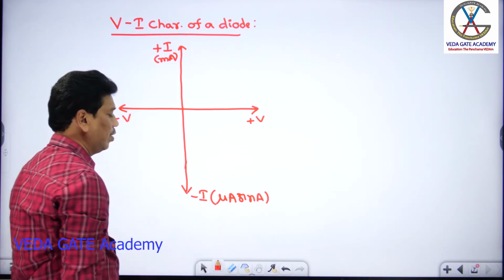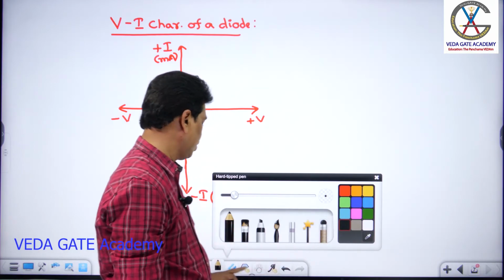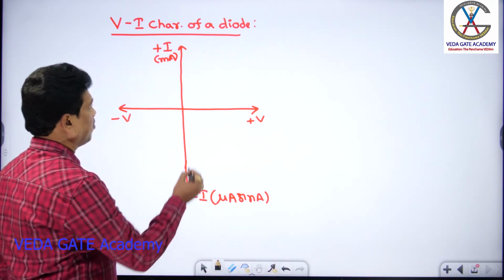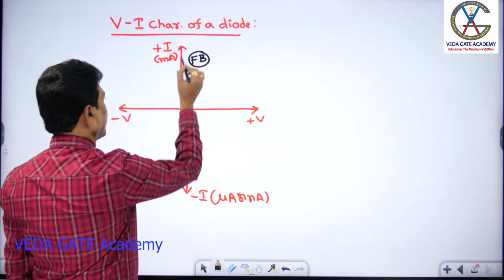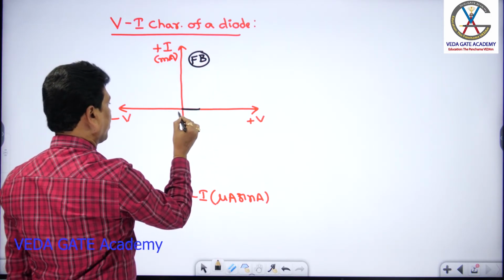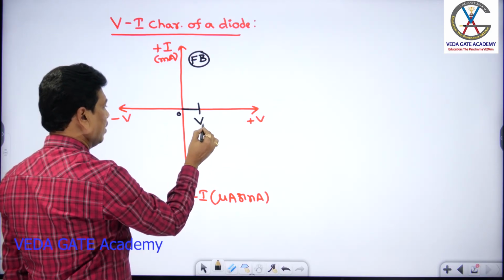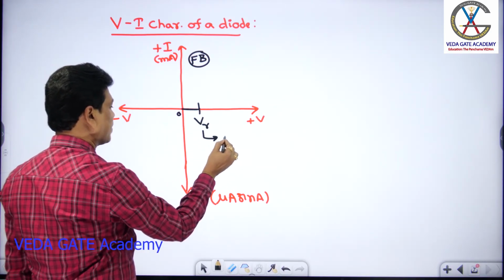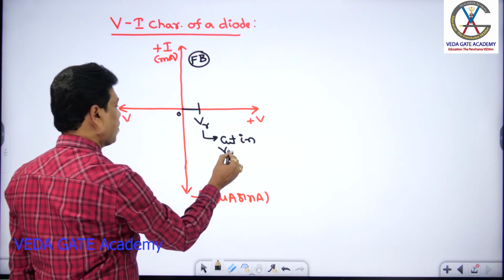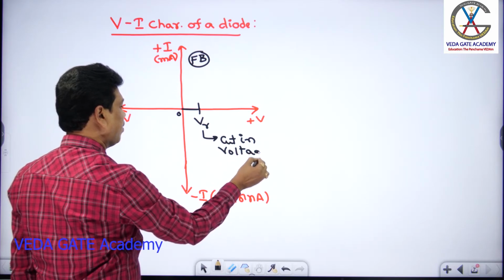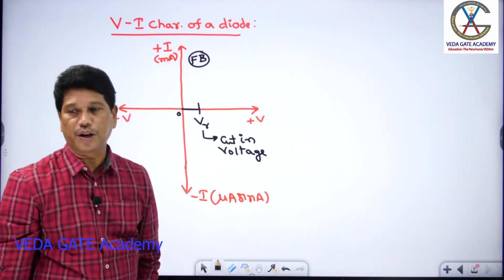Now let us examine the characteristic graph. In forward bias, up to a certain voltage the current is negligible. That is due to the barrier effect, defined by VR, which is also called the cut-in voltage. It is about 0.3 volt for germanium and 0.7 volt for silicon.